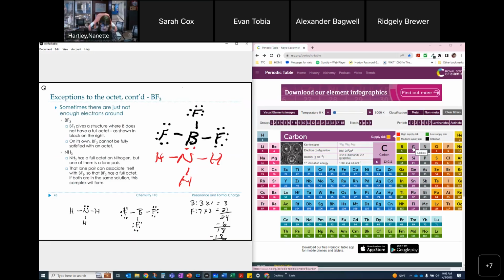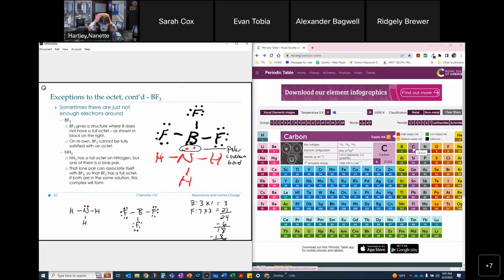But if a BF3 and an NH3 happen to be in the same beaker, then the nitrogen has that lone pair and the boron is missing some, so they can share. And they do. And that's called a polar covalent bond because both of those electrons are being donated from one species. So that's this bond right here. It's called a polar covalent bond. So it's covalent, meaning they're sharing it. Polar because it's all been given by one species. Okay?